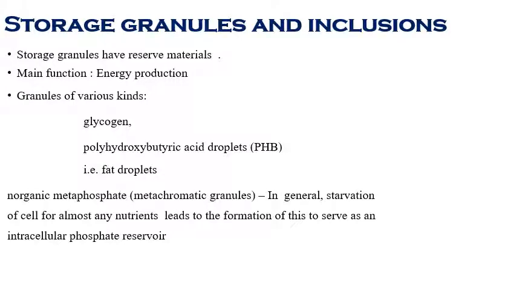Here are the storage granules and inclusions. The storage granules act as reserve food materials. The extra energy that the bacteria do not immediately require can be stored in storage granules and inclusions, which mainly function in energy production. The bacteria can store this food material in the form of glycogen and fat droplets. Another form in which the bacteria can store food material is poly beta hydroxybutyrate.